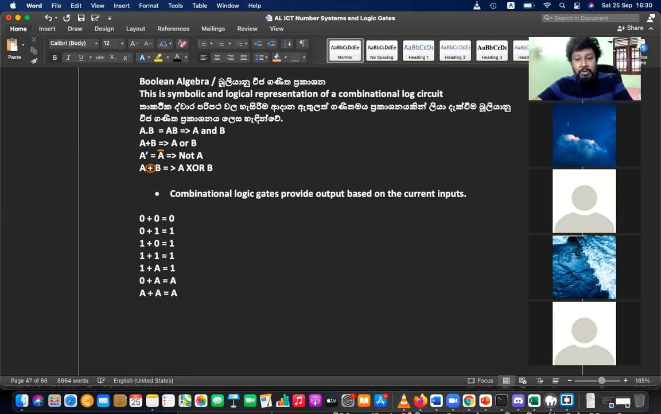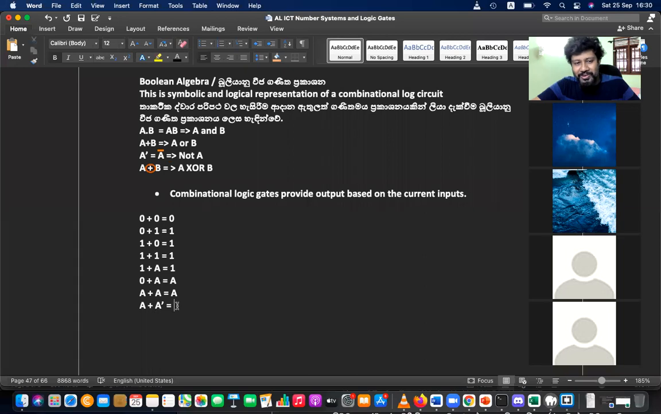So same A. What about A or not A? Is it A, or not A, or something else? Okay, you can tell like this. If A is 0, not A will be 1, and 0 or 1 is 1. If A is 1, not A will be 0, and 1 or 0 is also 1. Therefore, the output is always 1. Understood?